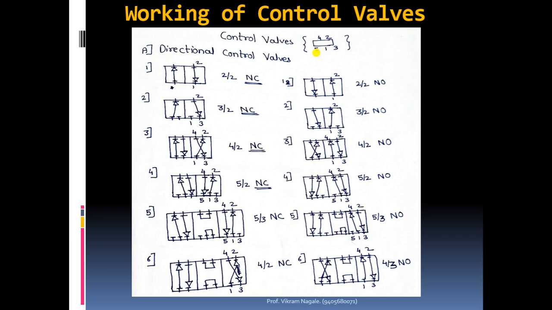Whenever there are 4 ports in one block, then obviously port 5 will get cancelled, meaning 1 3 4 2, only 4 ports will be there in one block. Whenever we are dealing with a valve which is having 3 ports in one block, then in that case the sequence will be 1 3 and 2. Fourth and fifth port won't be there.